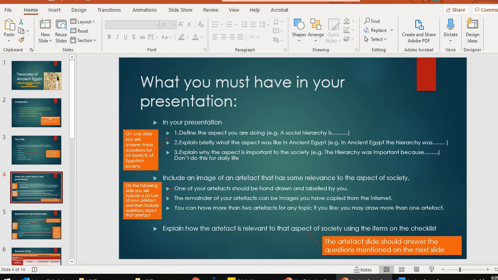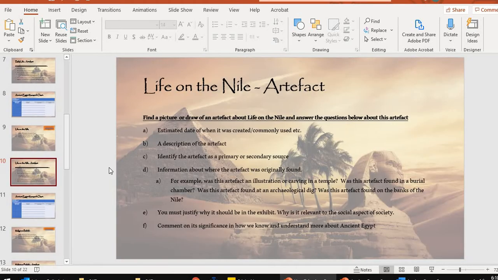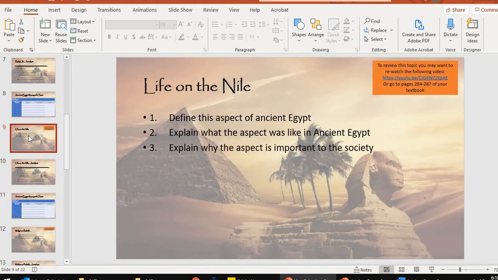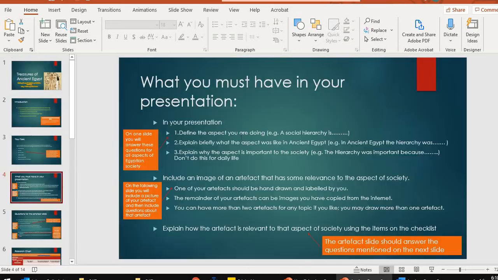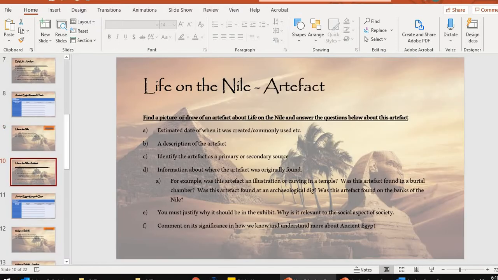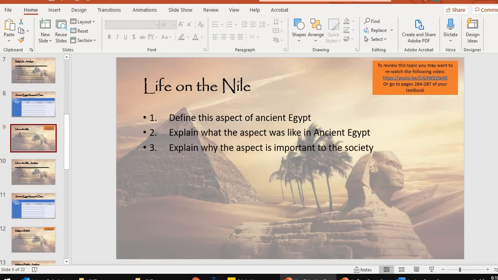In the second slide, so we'll go back to this one here. Like for life on the Nile, you'll notice that these are the three questions that we just looked at. Then you have to have an artifact that has something to do with the Nile. So on one slide, you go through those three questions, and then on the second slide, you would go through these questions. We'll talk about those in a minute.